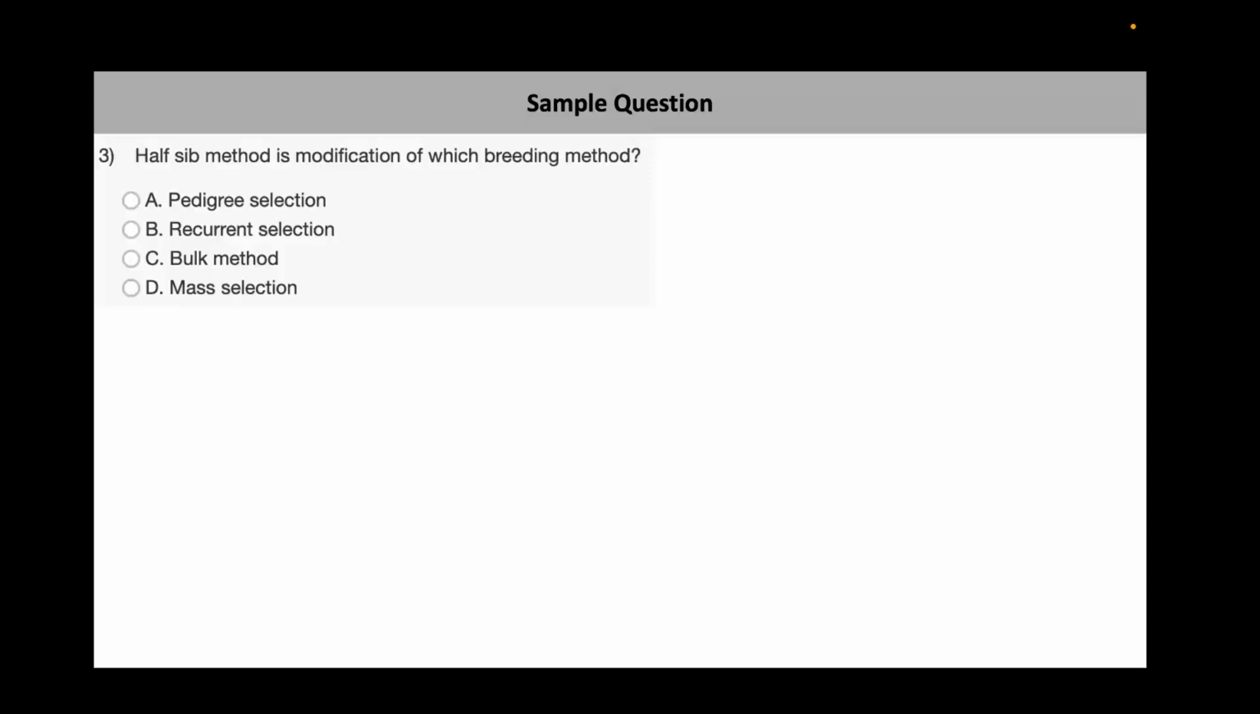Half sib method is a modification of which breeding method? Options are pedigree selection, recurrent selection, bulk method, and mass selection.